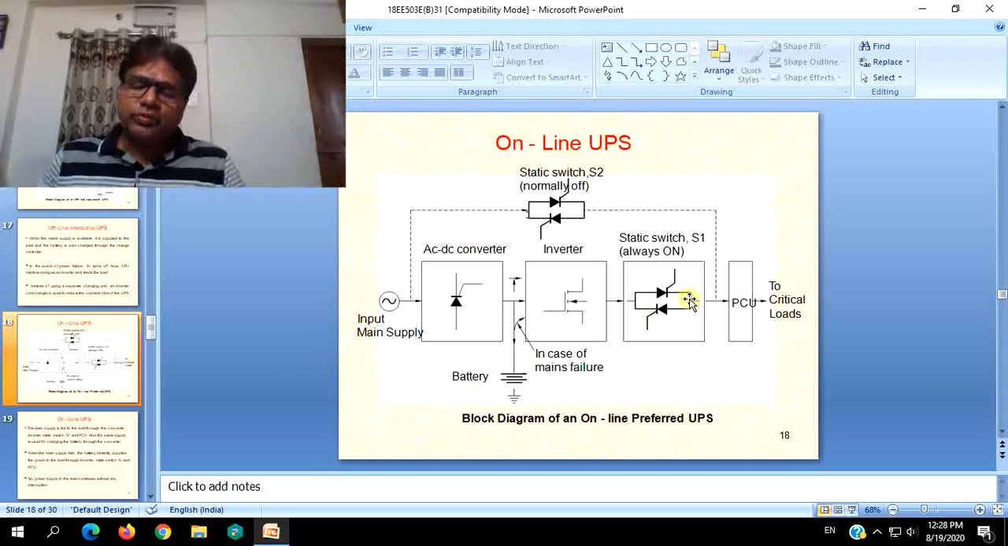So there is no need of any changeover operation. The problem of changeover, even that 5 millisecond duration gap, is eliminated in the case of online UPS. That is the added advantage of online UPS. So there will not be any flickering or affected operation of the critical load.